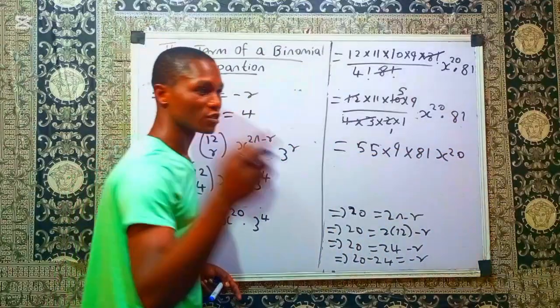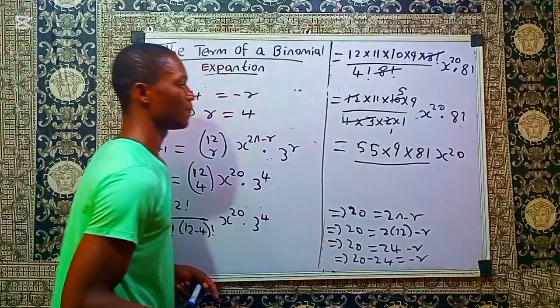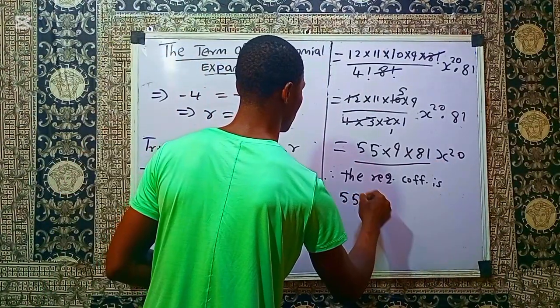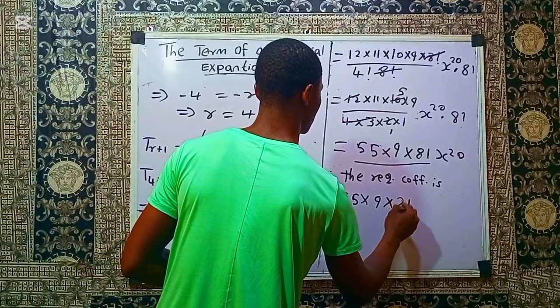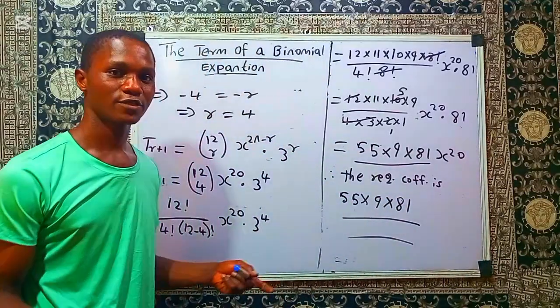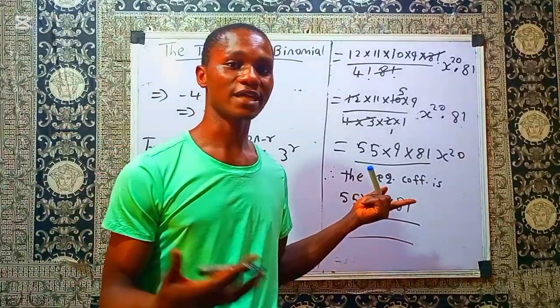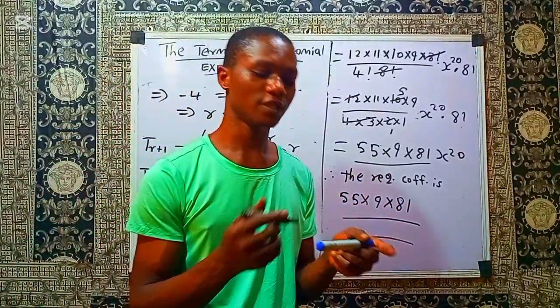So what is the coefficient of x raised to power 20? 55 multiplied by 9 multiplied by 81. If you use a calculator and simplify it, you get the final answer. So this is the coefficient of x raised to power 20 in the expansion of the quantity given to us.